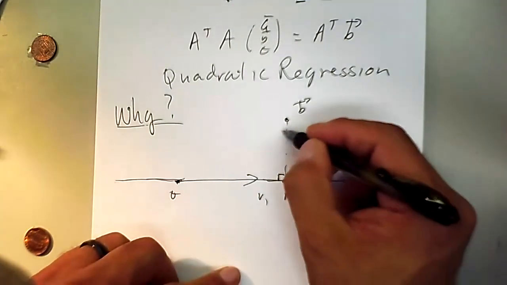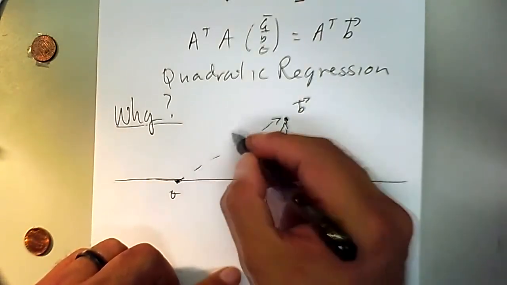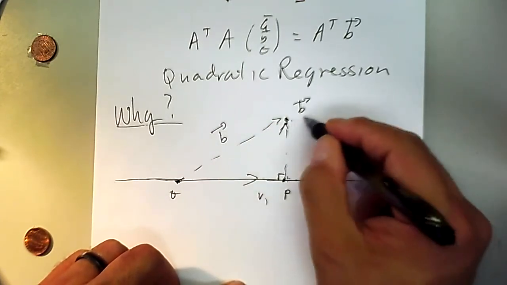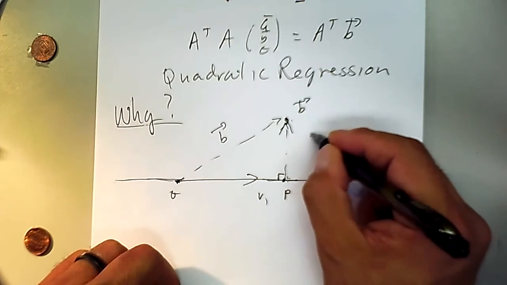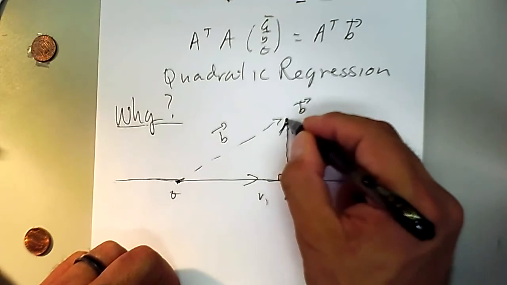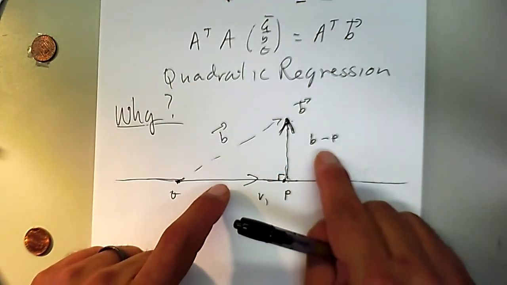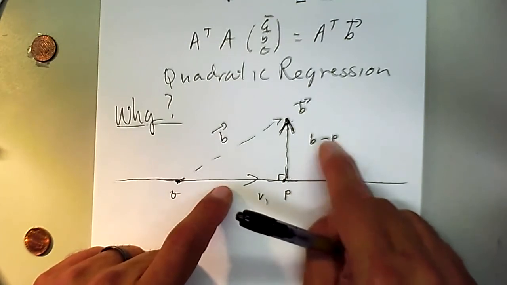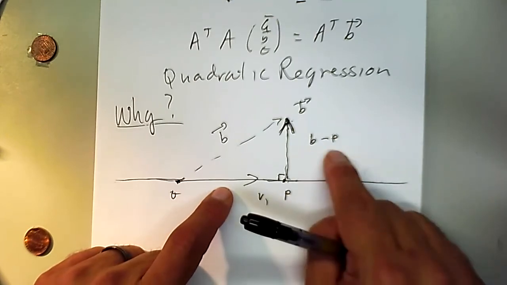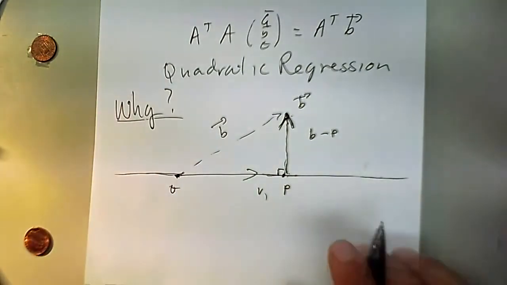And this vector, so B is this point, this is B. But this vector from P to B is B minus P. That's this vector. And the dot product of those two should be 0 in order to guarantee the 90-degree angle. And that's how we start setting this up.